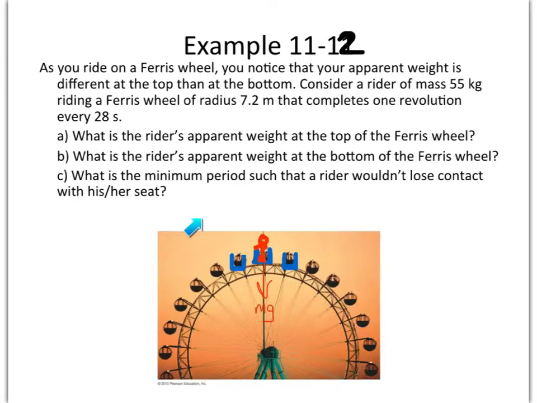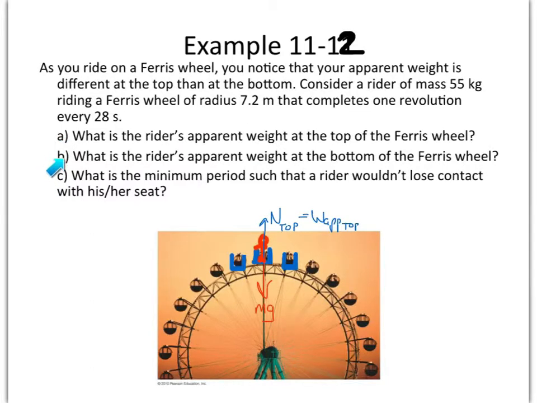But what is the force that is acting against gravity to give them their perceived weight? Well, it's their normal force, right? We talked about normal force, call it N top right there. That's the apparent weight at the top. And so we're going to solve for that for part A and also for part B as well.